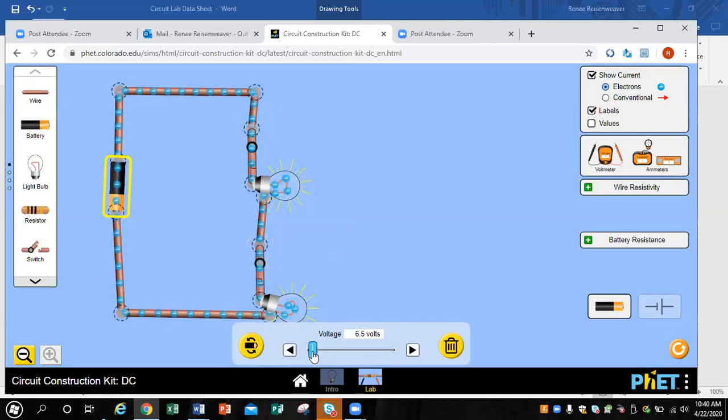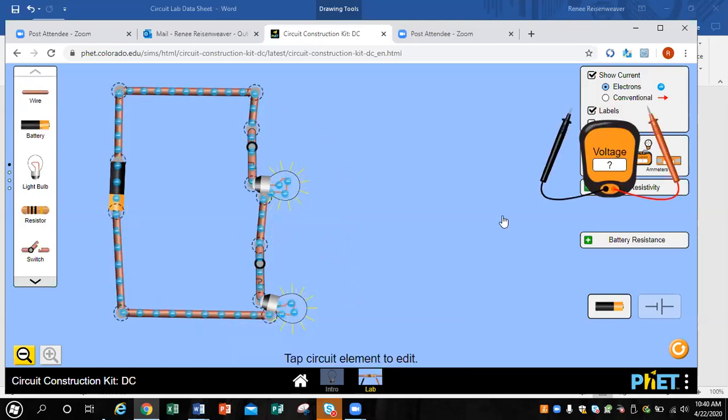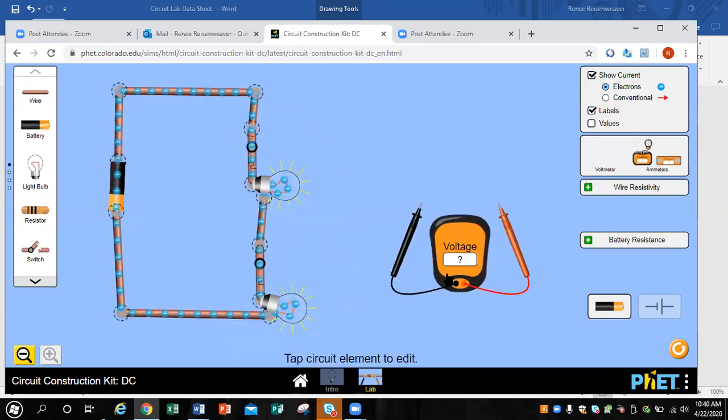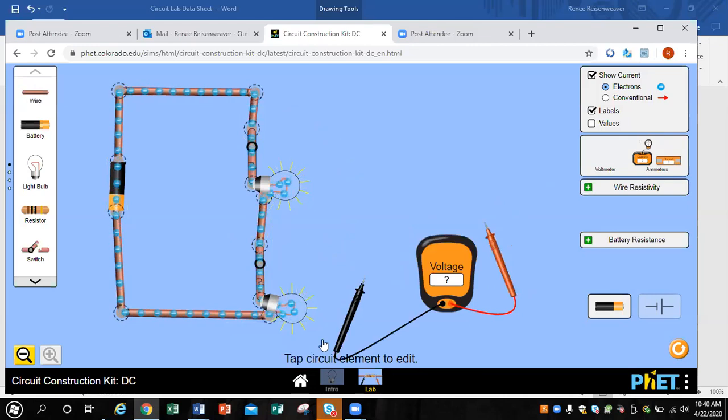So I'm going to dial this back down to 6 to get us to where we want to be. And then I want to take measurements. Here's my voltmeter. So with the voltmeter, to measure voltage, I'm going to touch across these 2 points where the bulb is.